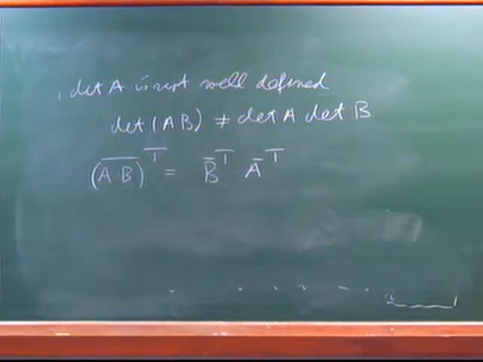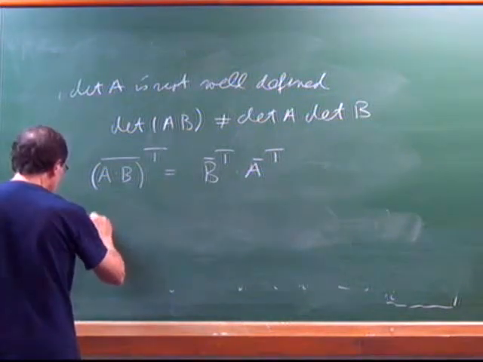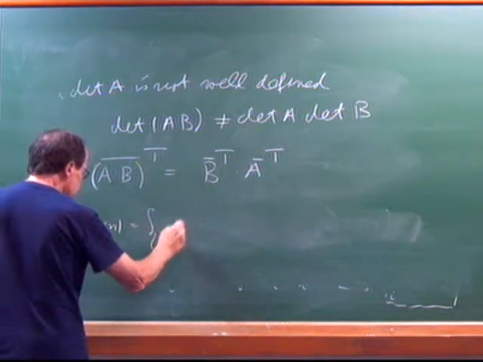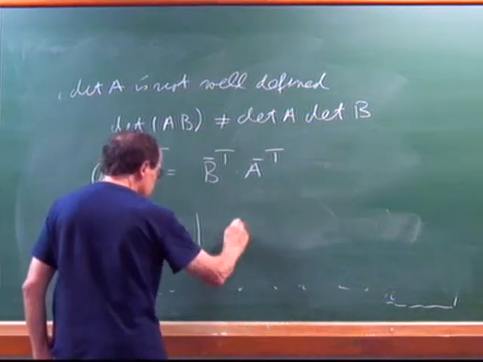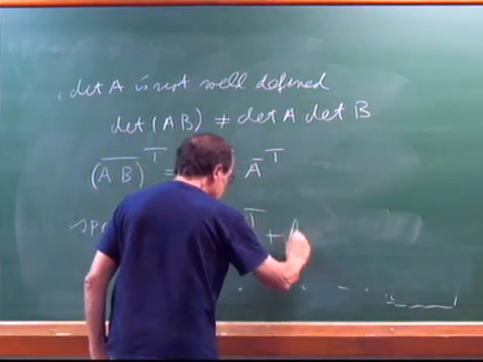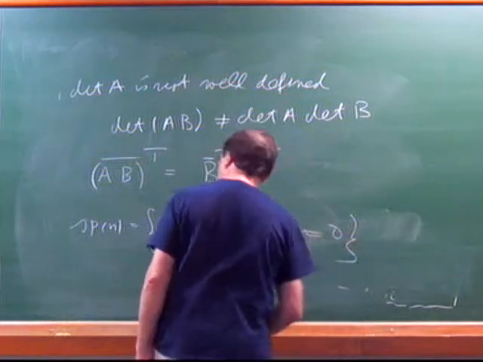At least that still means that I can define the Lie algebra. So SPN is indeed the set of matrices A with A bar transpose plus A equal to 0. That makes sense.